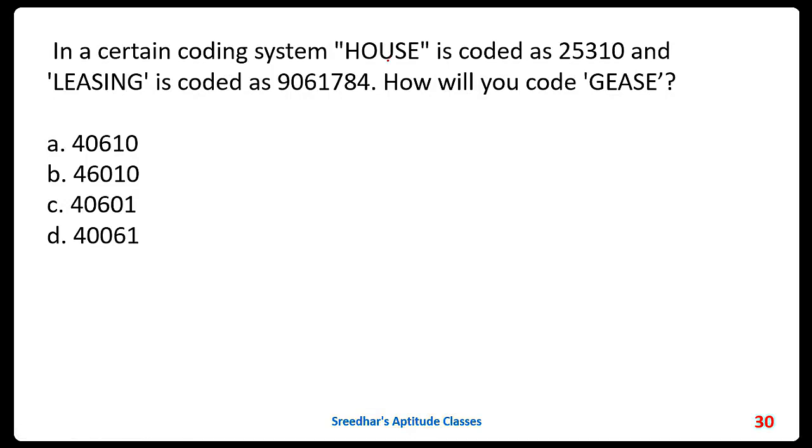Yes. So I think here this is again a little tricky, where you have to code the word GEESE by comparing. So G in GEESE is in LEASING, G, which is 4. E in GEESE is in HOUSE, which is 0. A is in LEASING, A, which is 6.